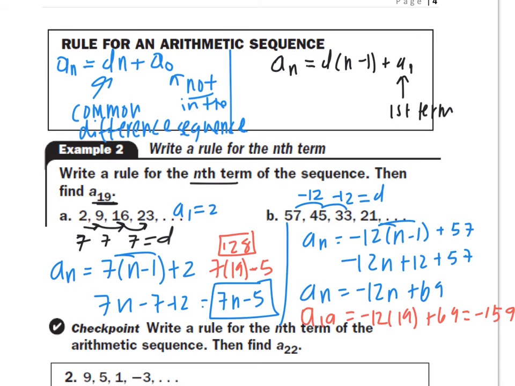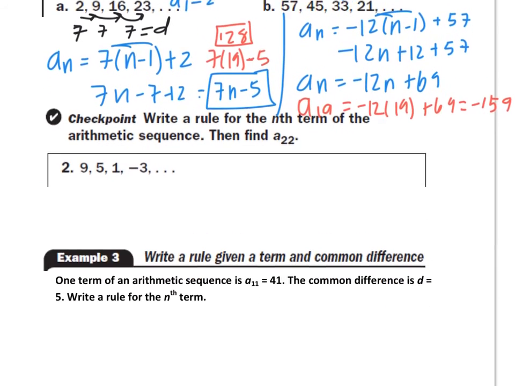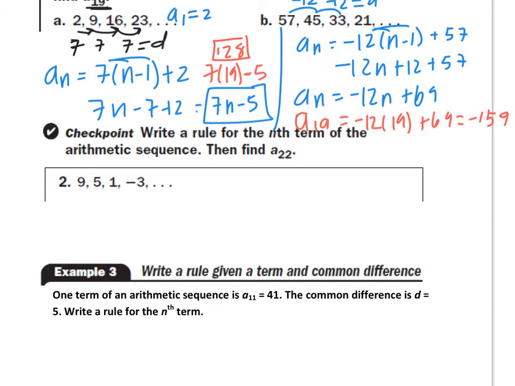All right, just a couple left here. So on this checkpoint, write a rule for the nth term and then find a22. So same steps we were just doing. So let's find the difference. So here we went down, so it's going to be negative. Negative 4 is our difference, and check it again.